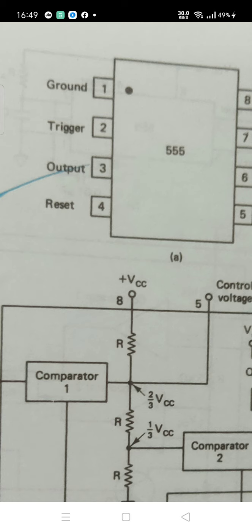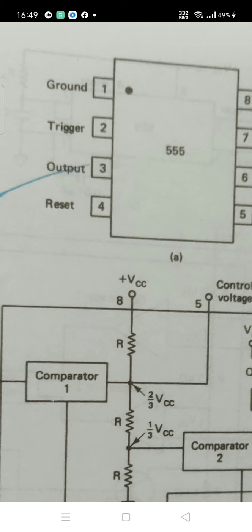The output of the timer depends on the amplitude of the external trigger pulse applied to this pin. The output is low if the voltage at this pin is greater than 2/3 VCC. However, when a negative going pulse of amplitude larger than 1/3 VCC is applied to this pin, the comparator 2 output goes low, which in turn switches the output of the timer high. The output remains high as long as the trigger terminal is held at low voltage.